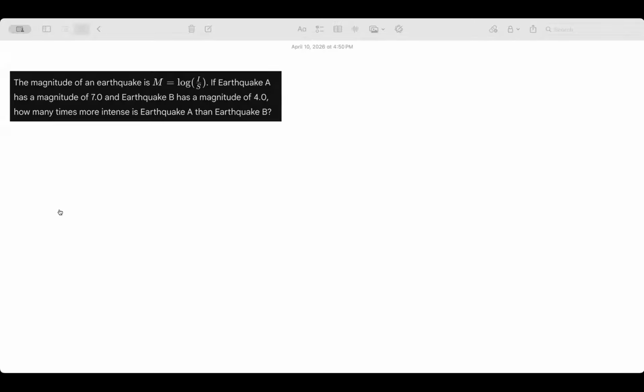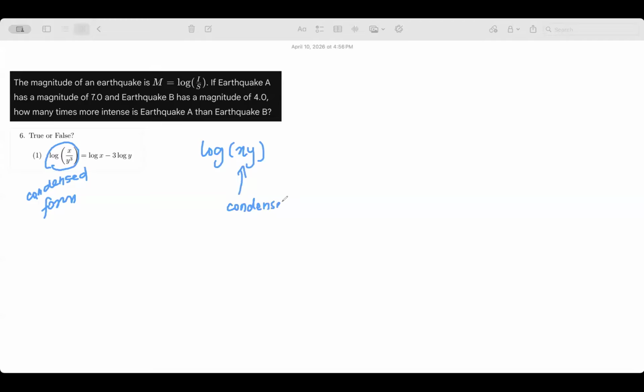Yeah, I would like you to try this one. This one is easy, but we were always expanding using our rules, right? I would really like you to contract and see. This is the contracted form or the condensed form. If you have log xy, this is called the condensed form. If you write it out as log x plus log y, this is the expanded form.